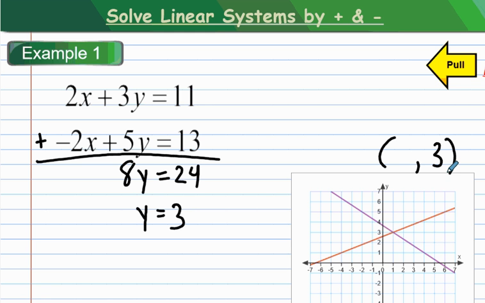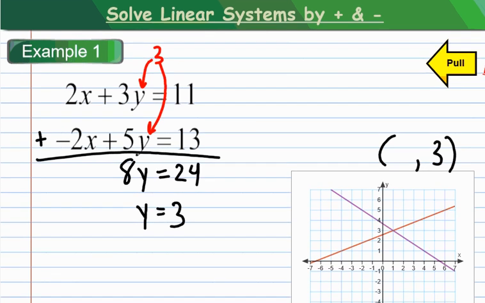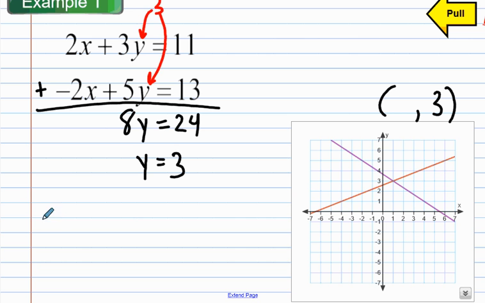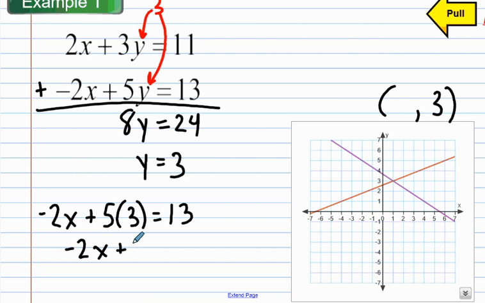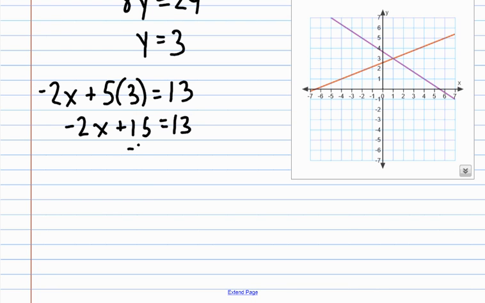Once I know that the y-coordinate is 3, how do I get x? I put 3 in for y in either the first or the second equation. I think last time I did the first one, let's do the second one in this case, just to show it does not matter. So I have negative 2x plus 5 times 3 equals 13. Negative 2x plus 15 equals 13. Subtract 15 from both sides.